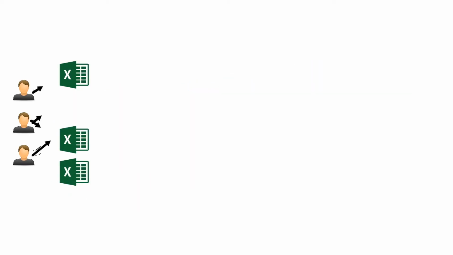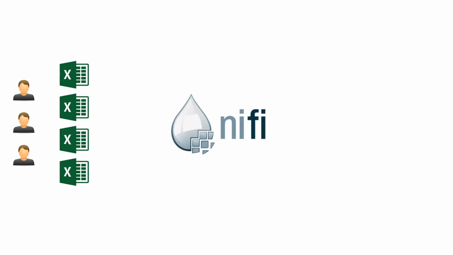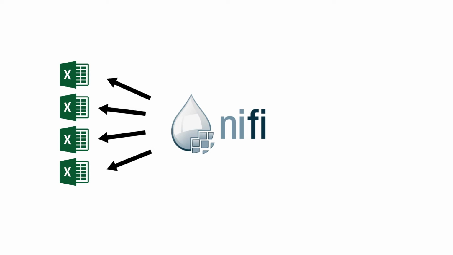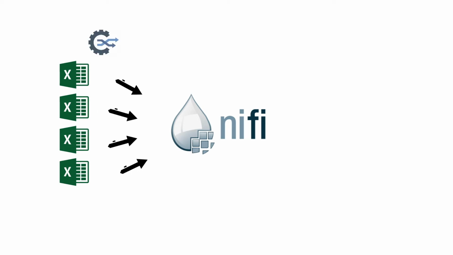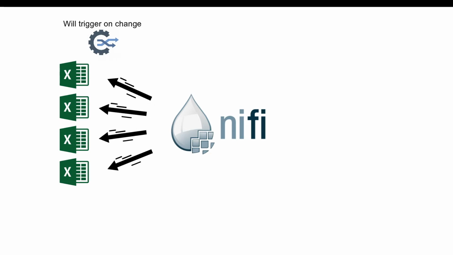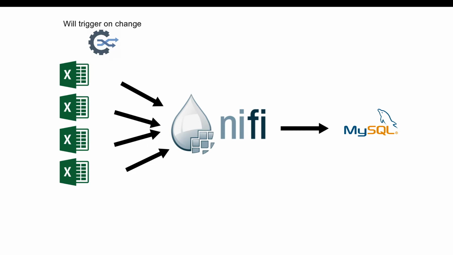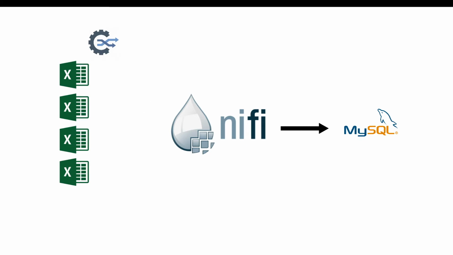So imagine you have multiple Excel files that are edited by multiple users at the same time, that even they don't know who's editing what. What if we can have Apache NiFi read the data from Excel every time a change happens and then have that data exposed to a database in the backend such as MySQL? Wouldn't that be interesting and powerful at the same time? In this tutorial, we're going to see how we can automate Excel spreadsheet data being extracted and imported into a MySQL database.